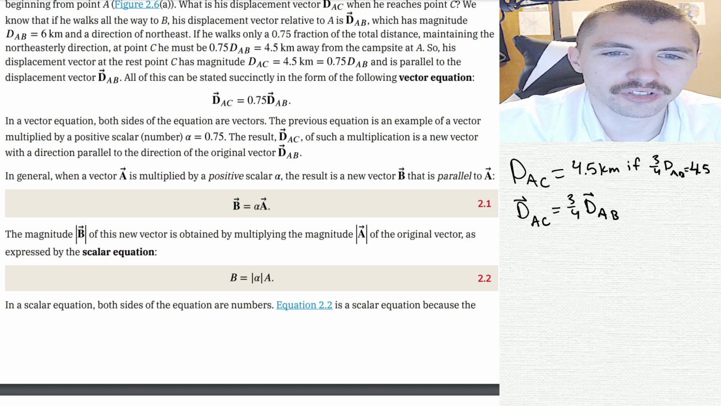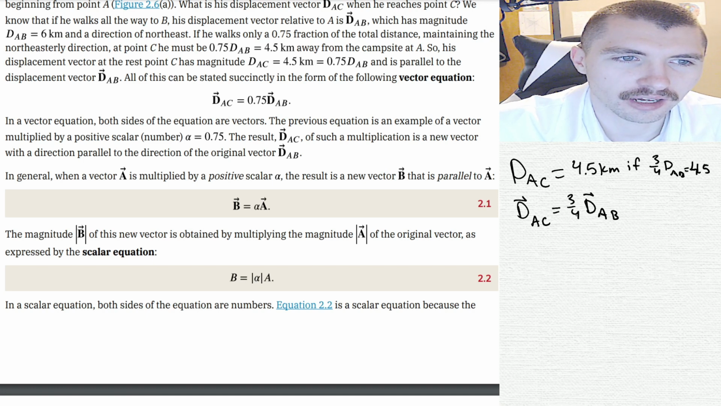The previous example is an example of a vector multiplied by a scalar. Alpha is 3/4, and the result D AC is a new vector with the parallel direction. And vector A is multiplied by a positive scalar alpha. The result is a new vector B that is parallel to A.